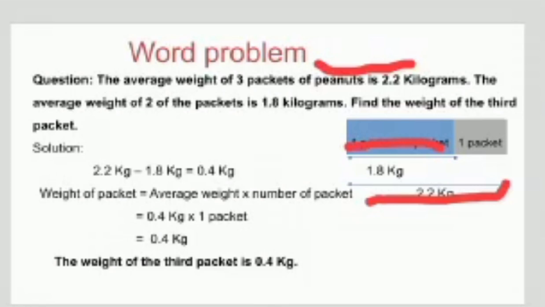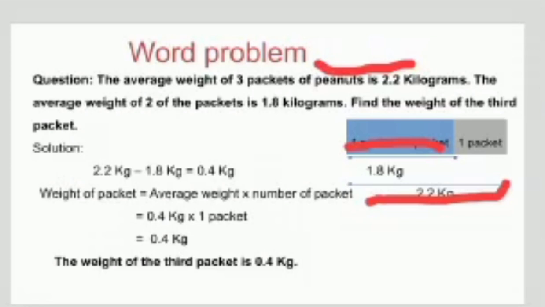So it's quite easy, isn't it? You have to find first of all the total weight, because both weights given are average weights. So let's subtract 2.2 kg.